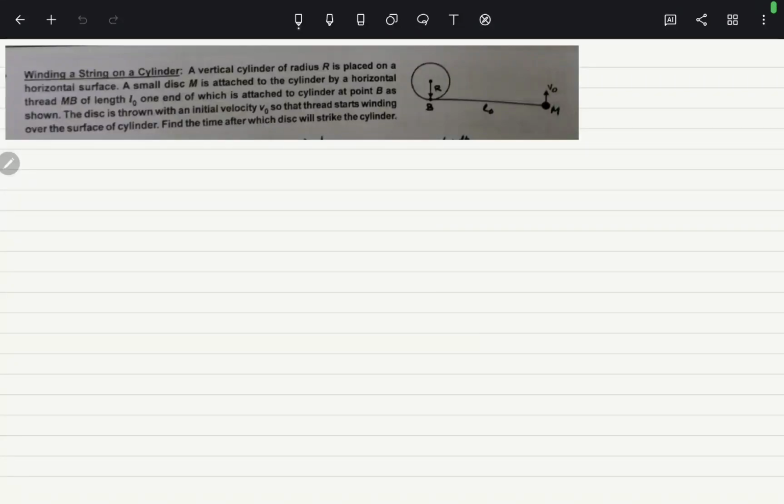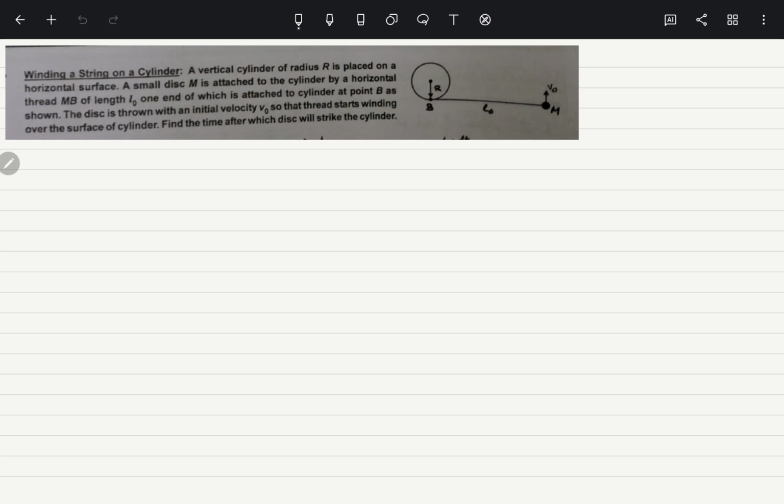Question: a vertical cylinder of radius r is placed on a horizontal surface. A small disc M is attached to the cylinder by a horizontal thread NB of length L naught, one end of which is attached to the cylinder at point B. The disc is thrown with an initial velocity v0 so that the thread starts winding over the surface of the cylinder. Find the time after which the disc will strike the cylinder.